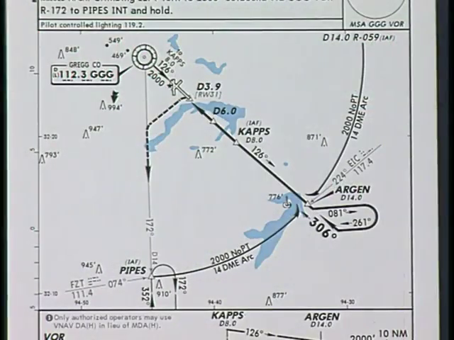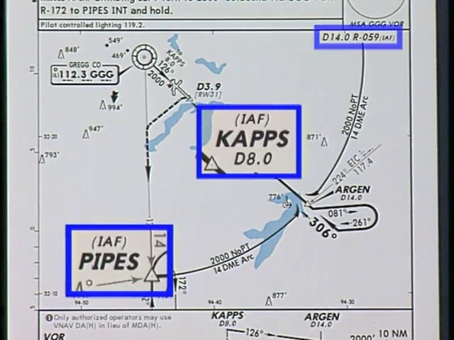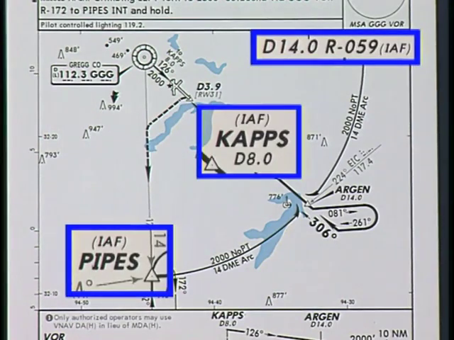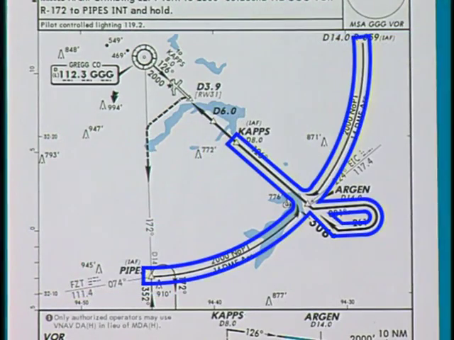Initial approach fixes are indicated on the plan view with the notation IAF. In this example, there are 3 initial approach fixes, one at CAPS, one at Pipes, and one at R059, which is the 059-degree radial 14 DME from the Gregg County VOR. An initial approach segment is shown extending from each of these IAFs.